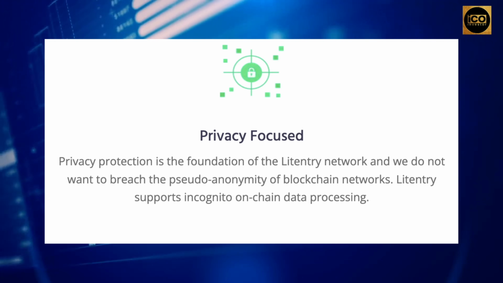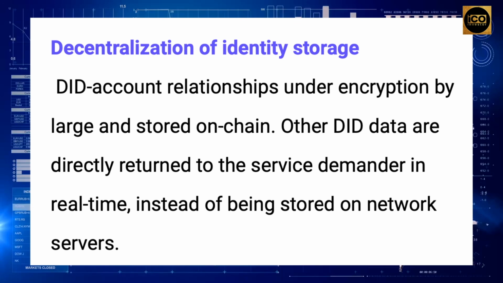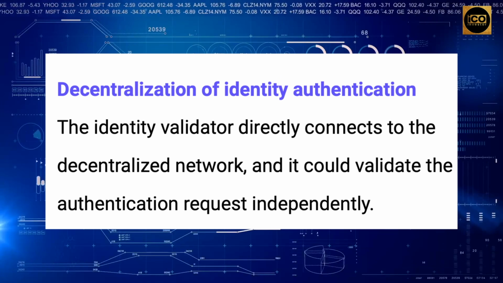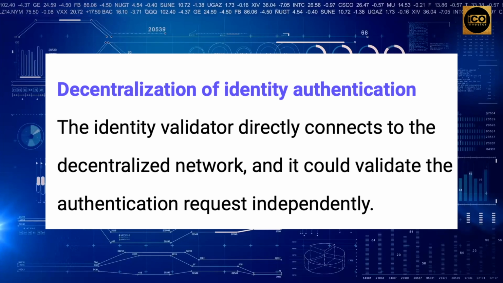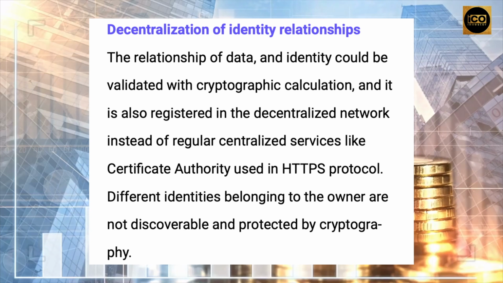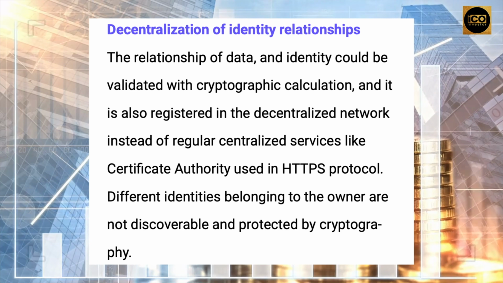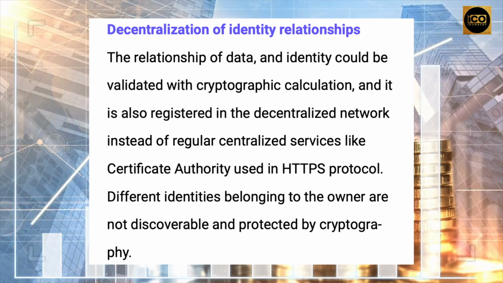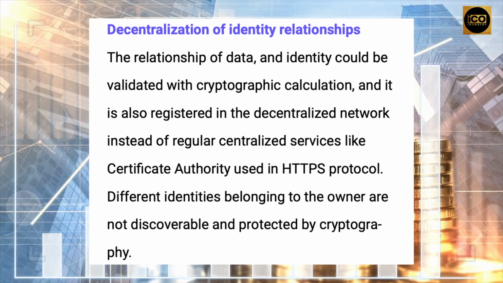Litentry allows on-chain incognito data processing. DID account relationships are encrypted and saved on-chain. Other DID data is delivered to the service requester in real time rather than being retained on network servers. The identity validator connects directly to the decentralized network and may independently validate the authentication request. The link between data and identity may be checked using cryptographic calculations, and it is also registered in a decentralized network rather than typical centralized services like the certificate authority utilized in the HTTPS protocol. The owner's various identities are not discoverable and are shielded by encryption.